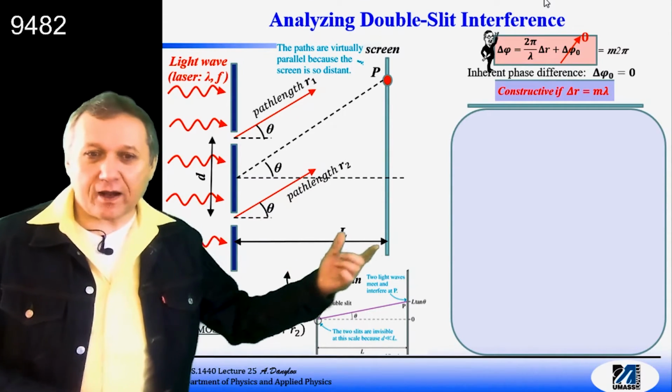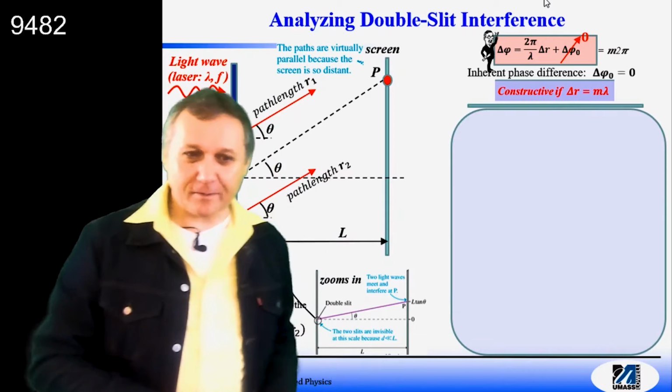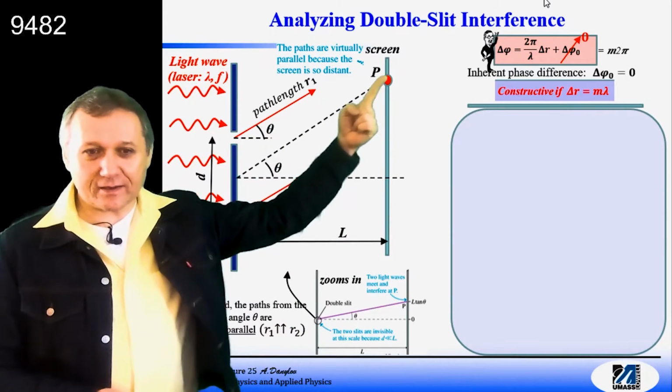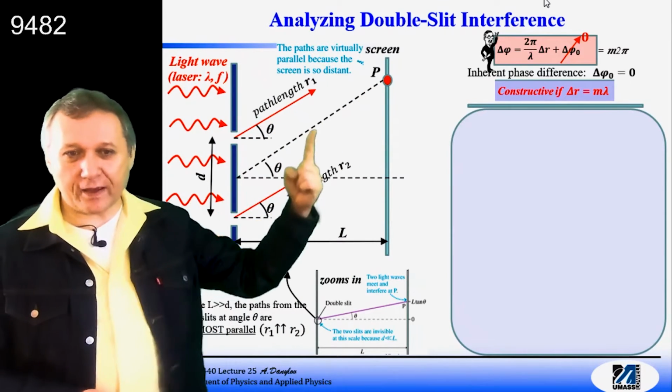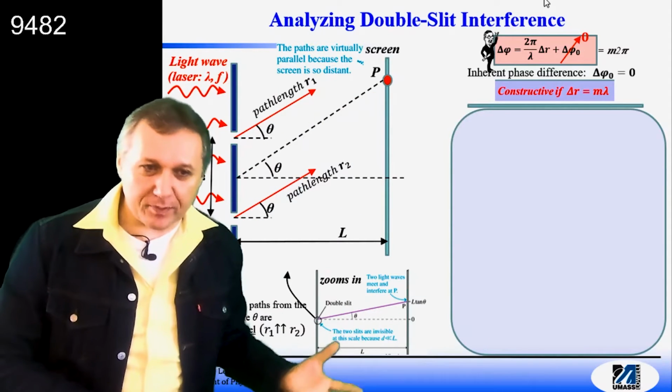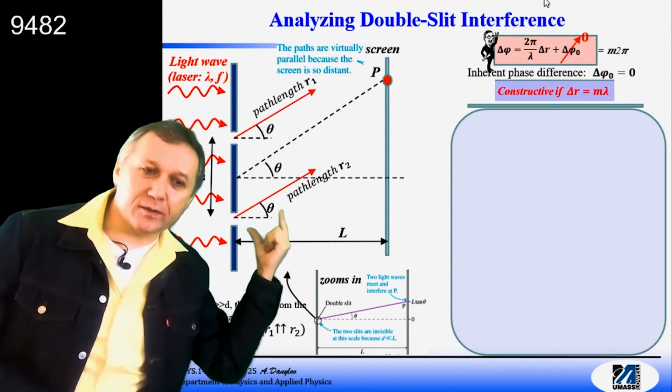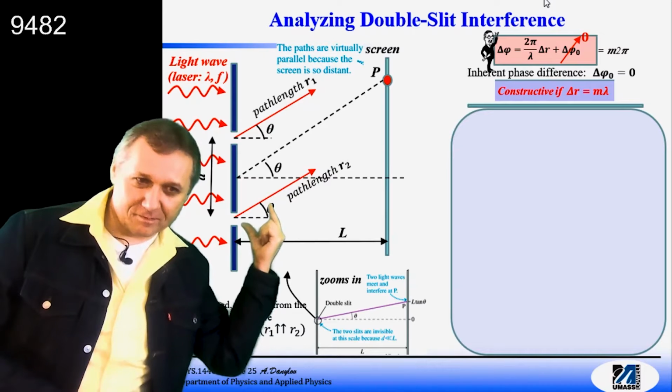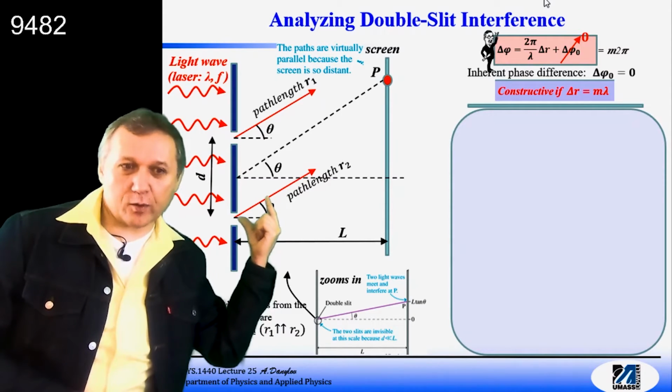Okay, so now where is the delta R? Again, we still want to find delta R. So this R1 ends here, this R2 ends also here. So where is the path length difference? At the very beginning. So how can we find it?